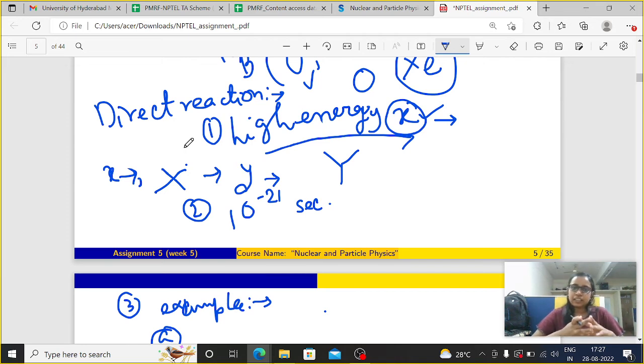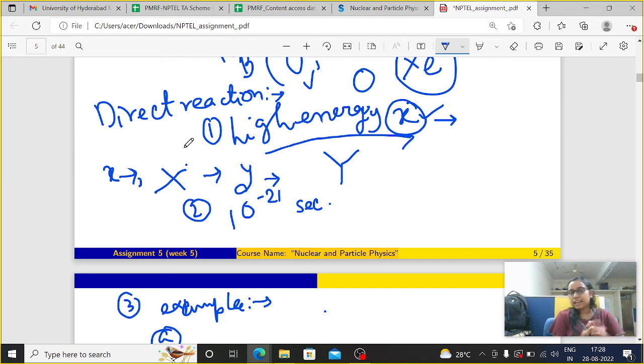So in that direct reaction, a high energy projectile should be there, because if the energy of the projectile is very low, then it may be possible that the whole projectile will be absorbed by the target, and there may be a possibility of a compound reaction. Compound nucleus means a composite form of the two nuclei. So a direct reaction happens when the high energy projectile is there. So it just goes and hits, or there is some reaction between target and projectile, and it comes back. This is the main property of direct reaction.